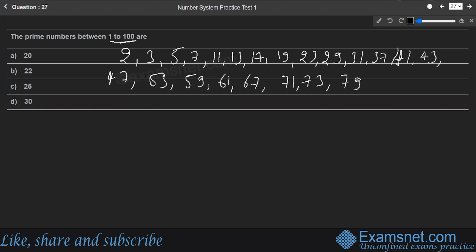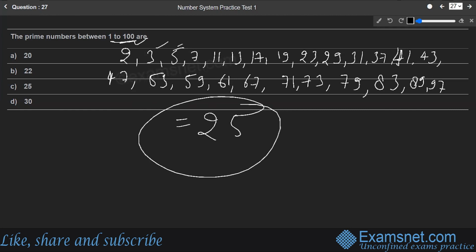Prime numbers are the numbers which are not divisible by any other number except 1 and themselves. No one can divide them except 1, because 1 can divide everything, and they themselves. So they are the numbers 83, 89, 97. If you count them, they are going to be 1, 2, 3, 4, 5, 6, 7, 8, 9, 10, 11, 12, so they are coming out to be 25 in number. So between 1 to 100, there are 25 such numbers which are prime numbers. So the answer is option number C.